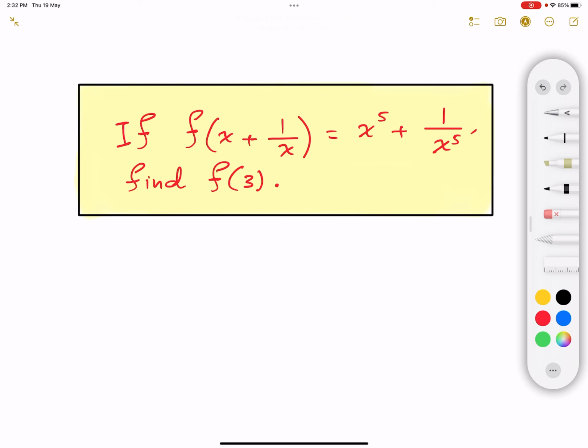In this video, I'm going to teach you how to solve for f of 3 in this particular problem. The problem says that if f of x plus 1 over x equals x to the power 5 plus 1 over x to the power 5, then find f of 3.